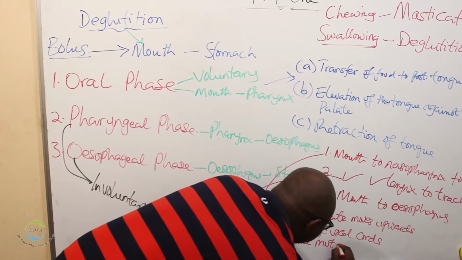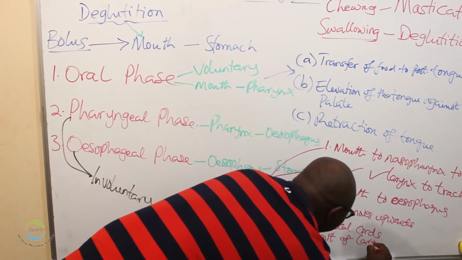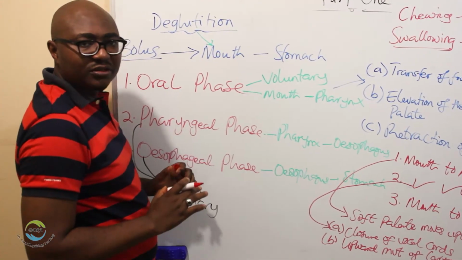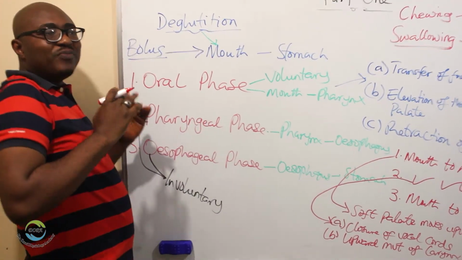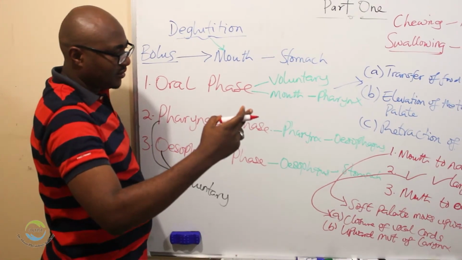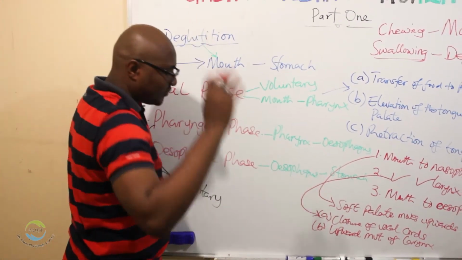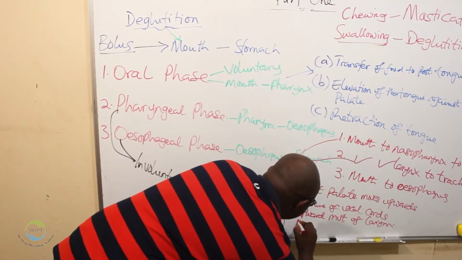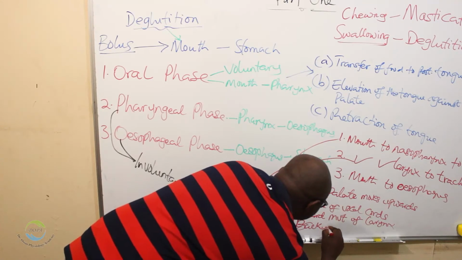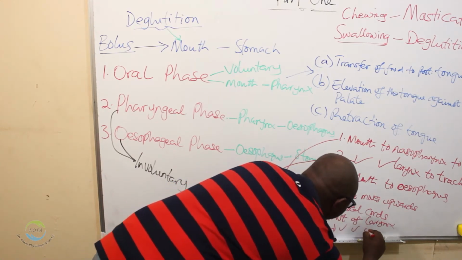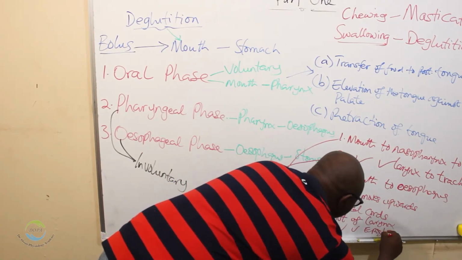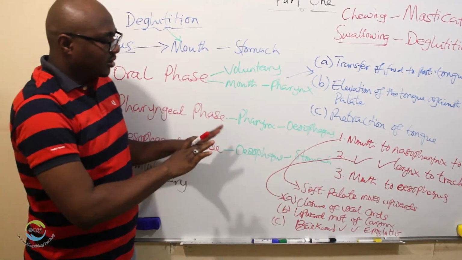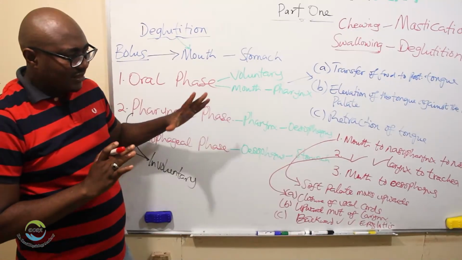Okay? Number 2, B, part of this action is the upward movement of the larynx itself. Okay? Then the third action is the backward movement of the epiglottis, which will finally close everything. C, backward movement of the epiglottis. Okay? So just note that.